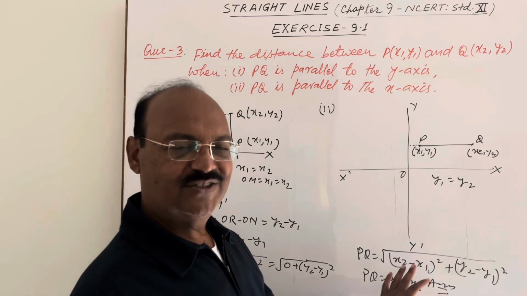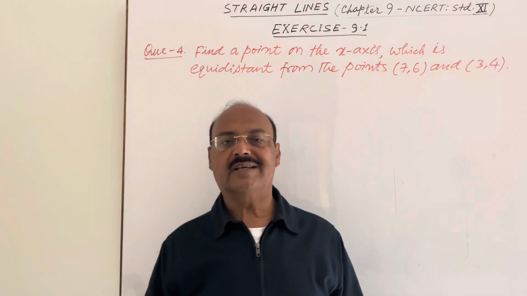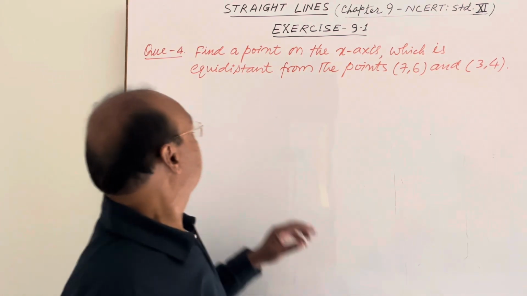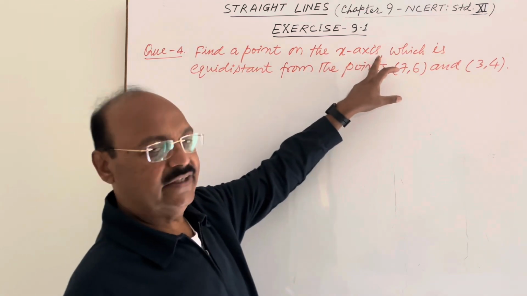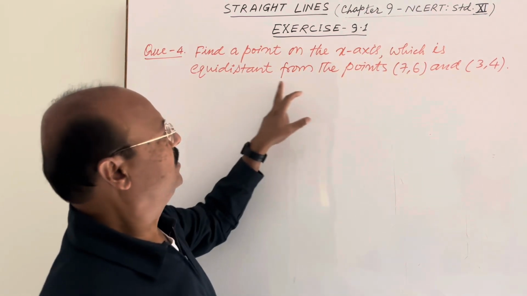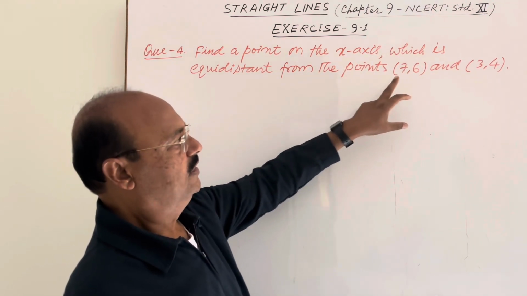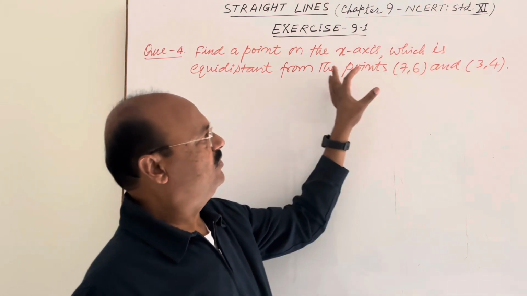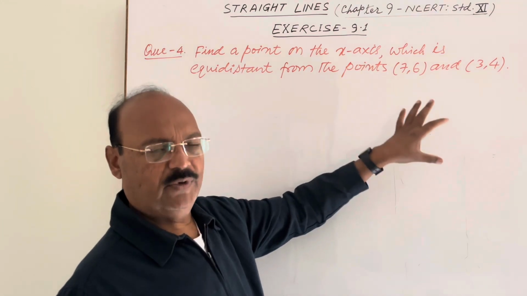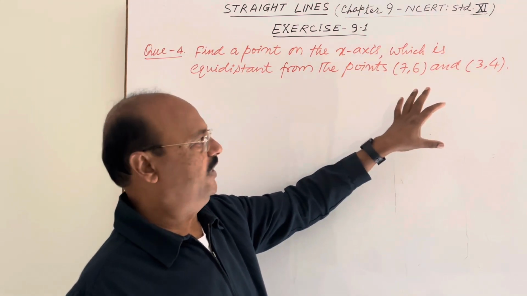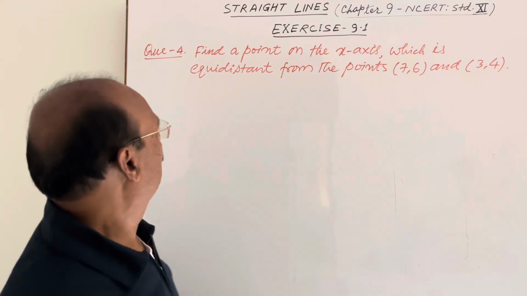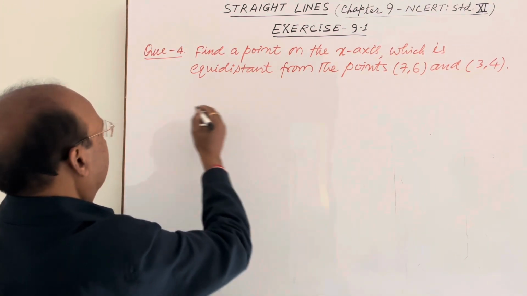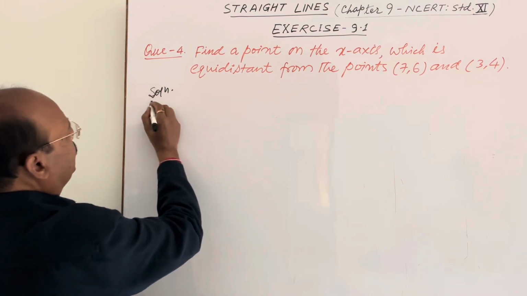Very interesting. Understood it? Question number 4 from the exercise 9.1 of the chapter straight lines. The question is: find a point on the x-axis which is equidistant from the points 7, 6 and 3, 4. The question would be clearer with the help of a diagram, but a diagram is not required here. Without drawing the Cartesian system, you can solve it very easily. So let us see the solution.